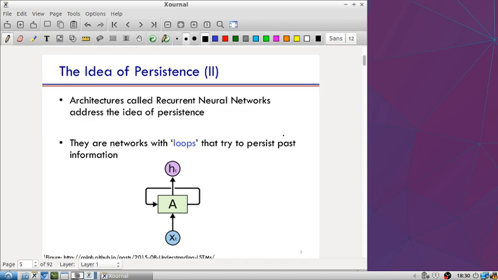So given that we want to capture persistence, the neural network based architectures which try to capture this persistence idea are generally given the name recurrent neural networks, and they are basically just networks with loops that try to persist past information. And how do they do that? So let's first internalize this picture, and then I'm going to tell you that it's nothing, it's just a representation. So it's a network.